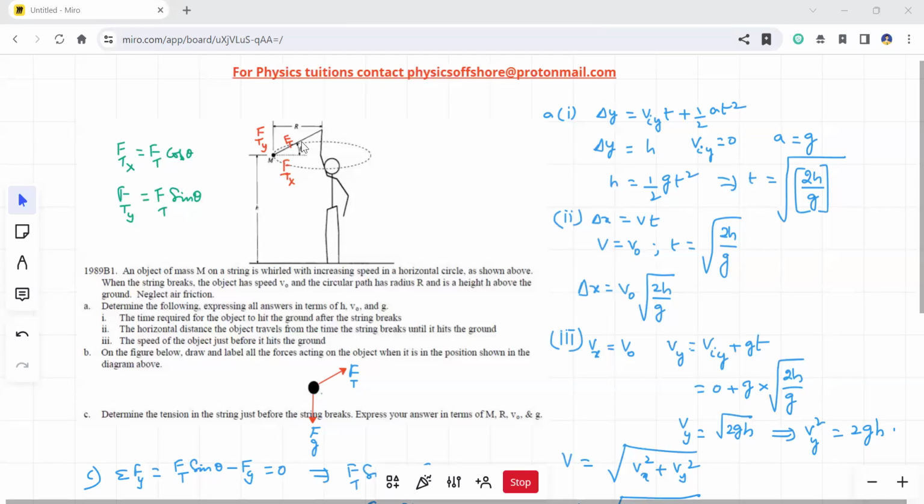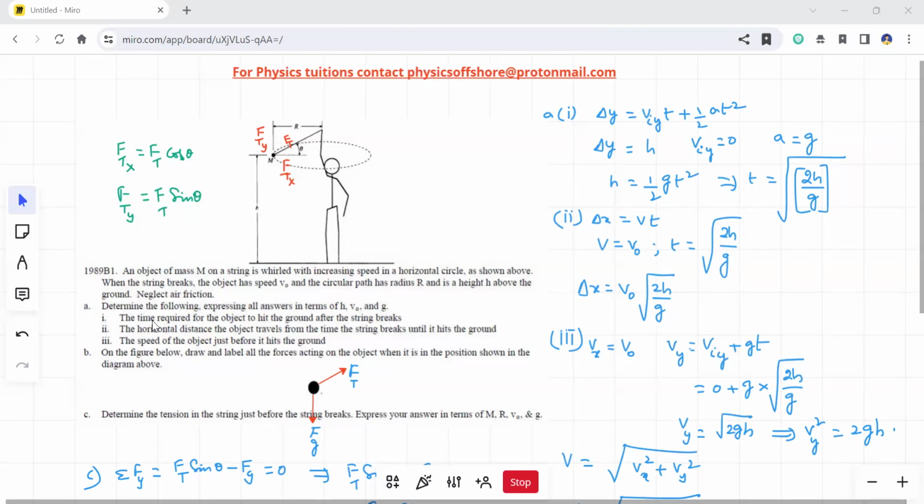Obviously, the tension is making an angle theta with the horizontal. Therefore, it has both the x component and y component. X component is FTx and y component is FTy, and FTx is equal to FT cos theta because the x component is adjacent to the angle. Therefore, we have to take the cos component. And then FTy is the opposite side of the angle. Therefore, this is FT sin theta. This is from the geometry of the figure.